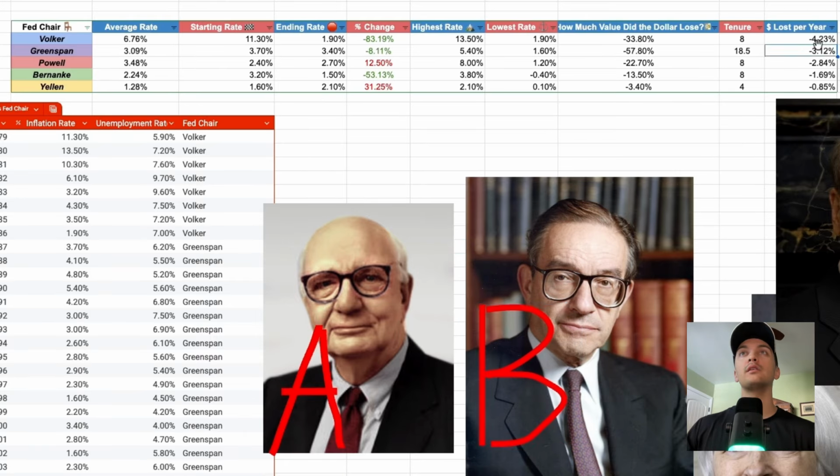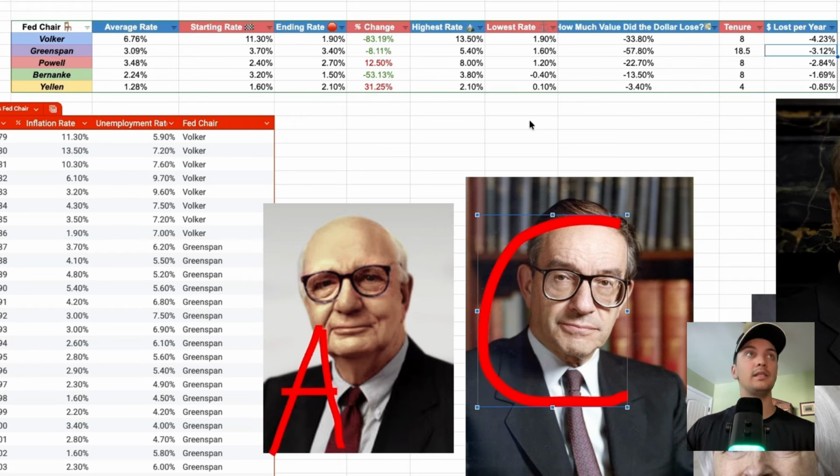Yeah, after all, look, the loss per year was about 3.12. That's actually pretty bad. I think I might give him a C. Yeah, I think I'm going to give him a C now that I look at that. That was pretty bad. So Greenspan gets a C.